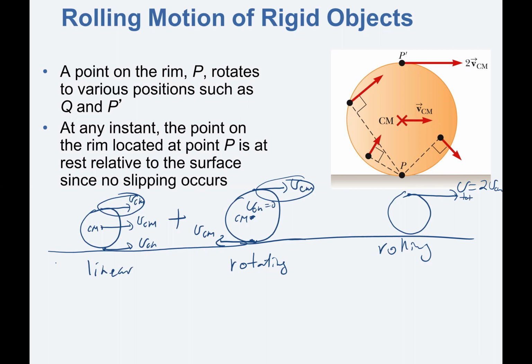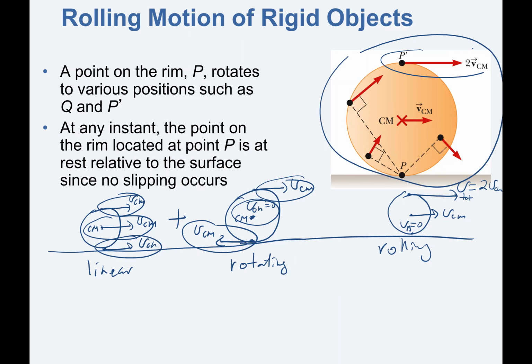Let's look at the center. From linear, it has VCM. From rotational, it has 0. So the center is moving with just VCM, V center of mass. How about the bottom? Bottom has positive plus negative, so the bottom has no velocity, which you can see from this picture, right? Top has 2 times center of mass velocity, center has 1 times center of mass velocity, and bottom has 0.